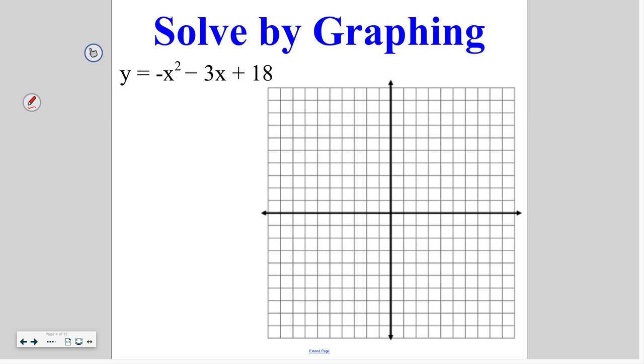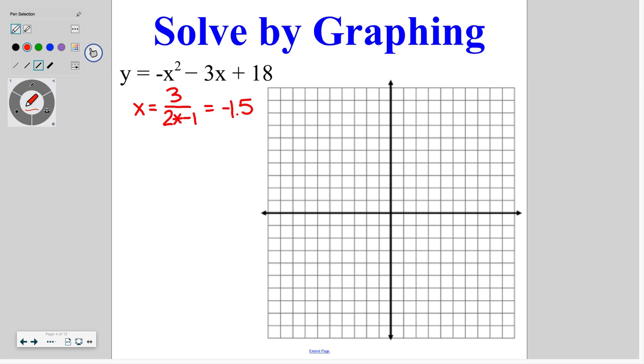So when we are starting this, we're going to use our skills from lesson 9.1, which was graphing using those characteristics. You can graph by table, but that's going to take a lot longer. So remember, our first job is to find our axis of symmetry. So we're going to take negative b, which is going to be positive 3, over 2 times our a value. In this case, we are going to get negative 1.5.